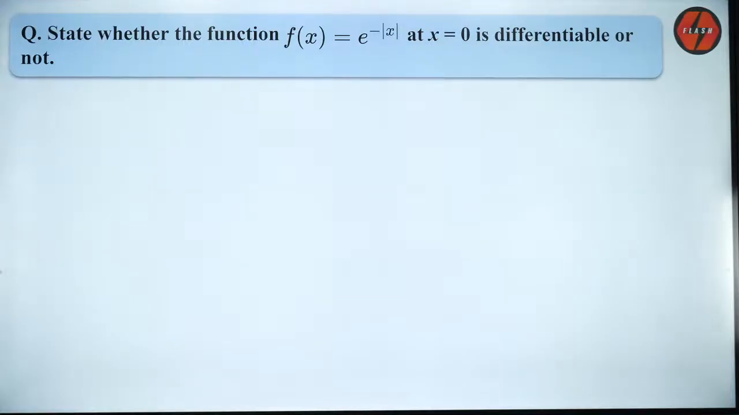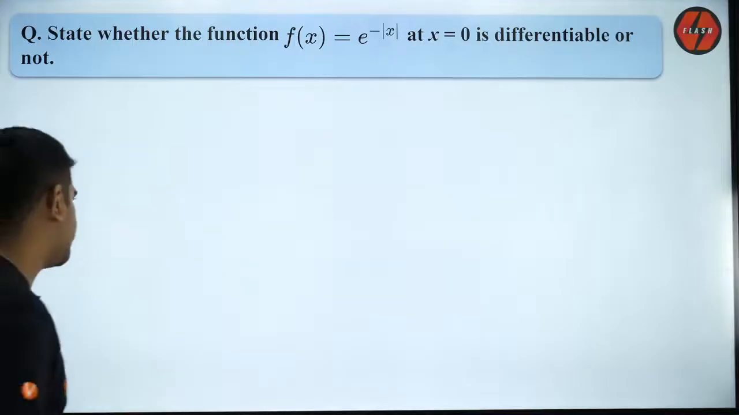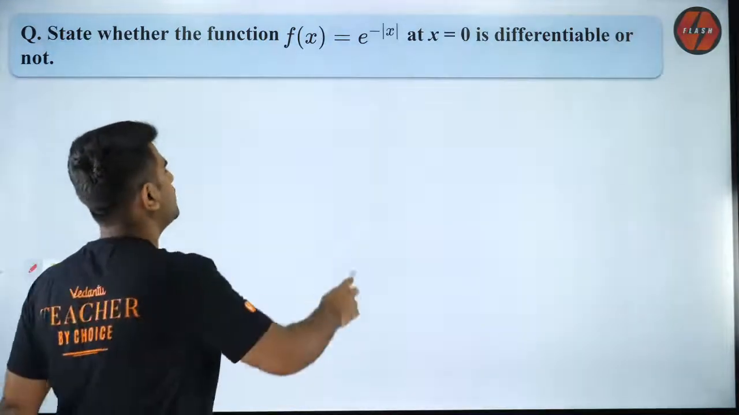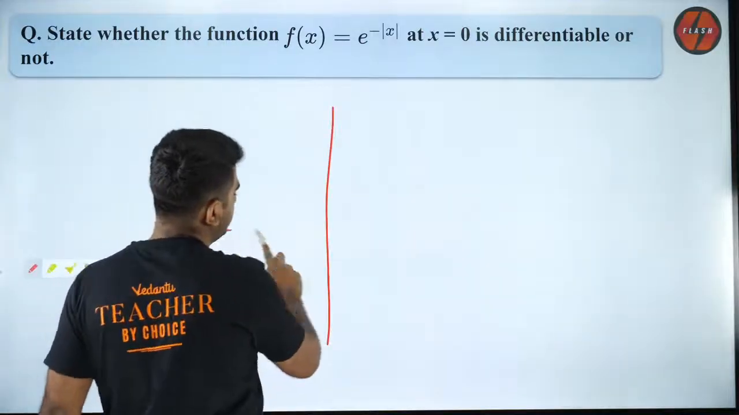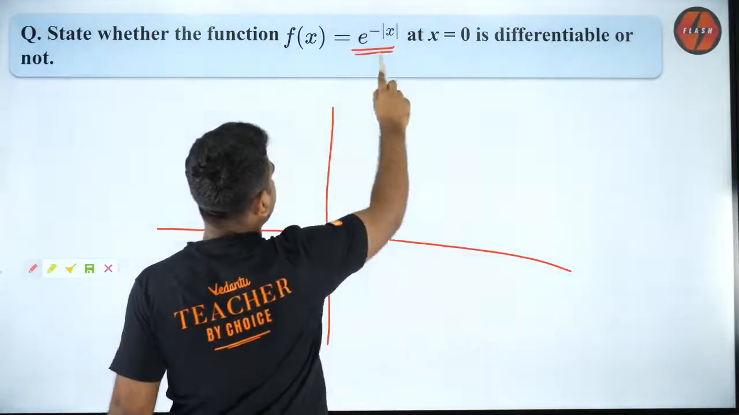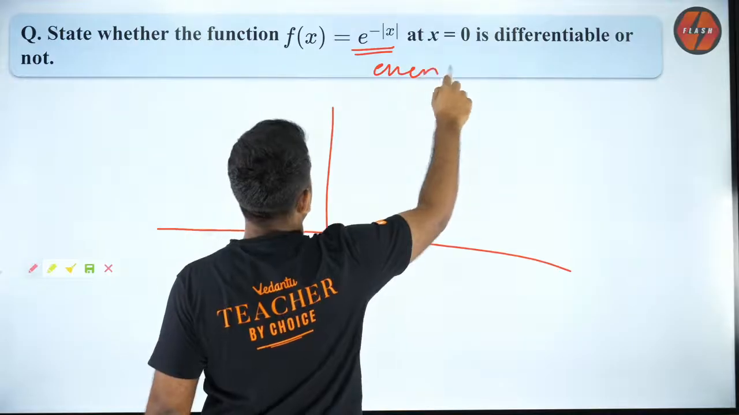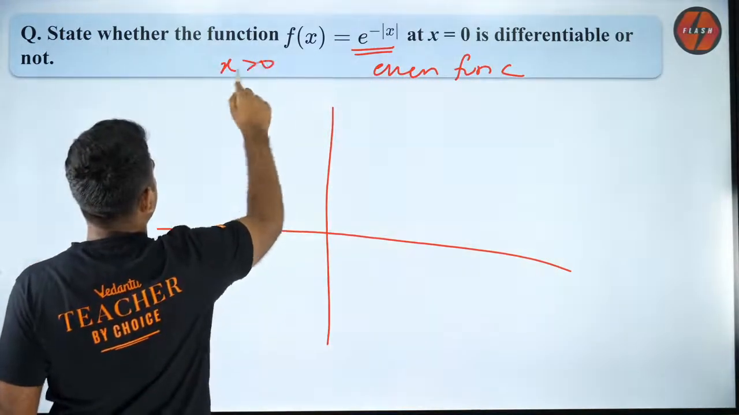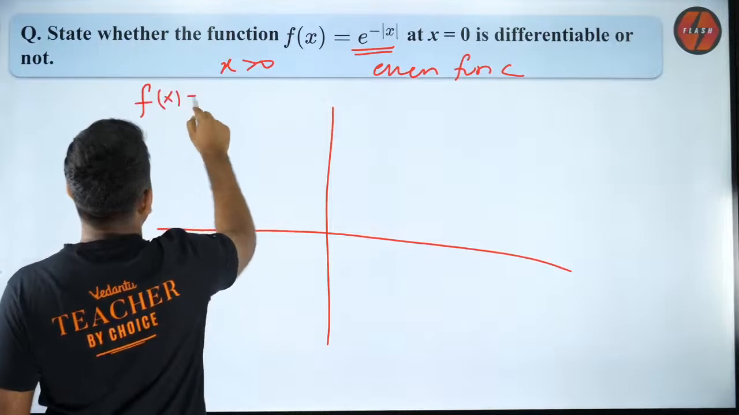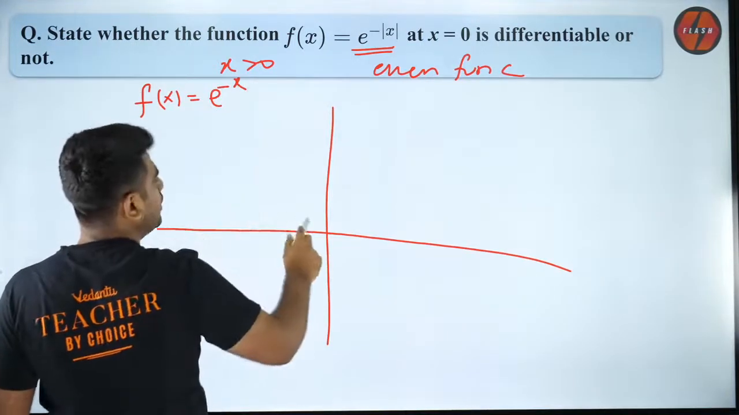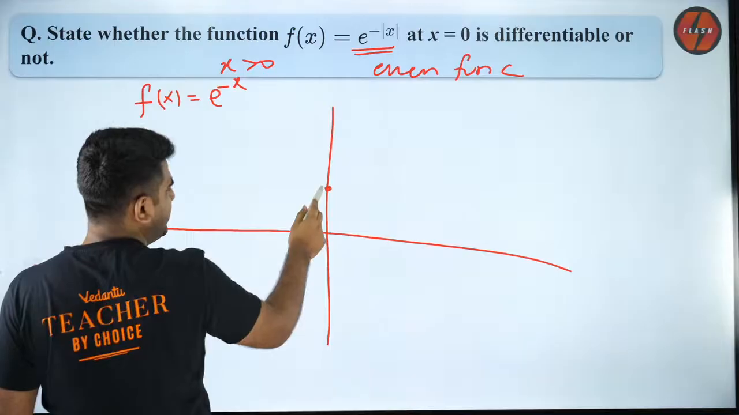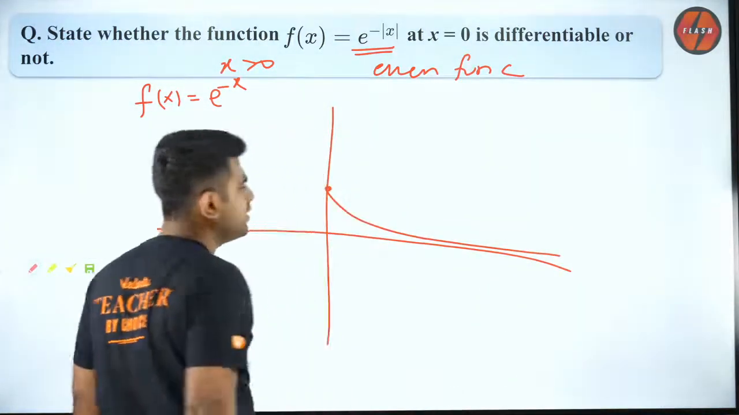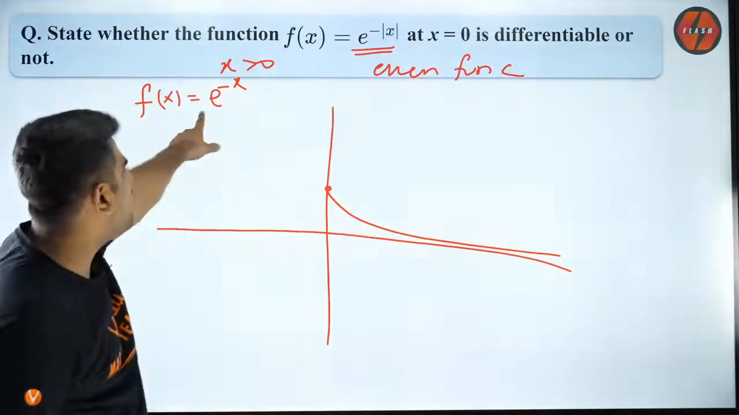Shrivani is the right answer. It is not differentiable again. Guys, come on. It is not differentiable because let's draw e power minus mod x. So this is an even function. Do you guys agree it's an even function? So when x is positive, f of x is equal to e power minus x. At 0 it will be 1. It will be like this. So that is the graph of e power minus x.